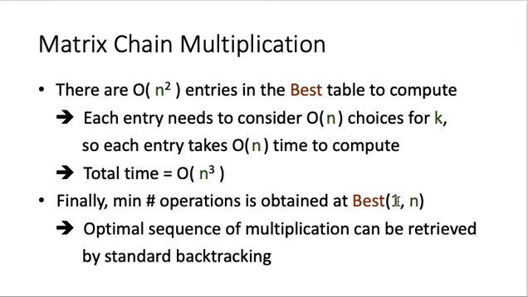And finally, the minimum number of operations that we want to find out is obtained at best of 1n, because it means the minimum number of operations to get the product of A1, A2 up to An. Once we have this best table constructed, we can easily use the standard backtracking to obtain the optimal sequence of multiplication. So this is how one can find the best order of multiplication in the matrix chain multiplication problem.